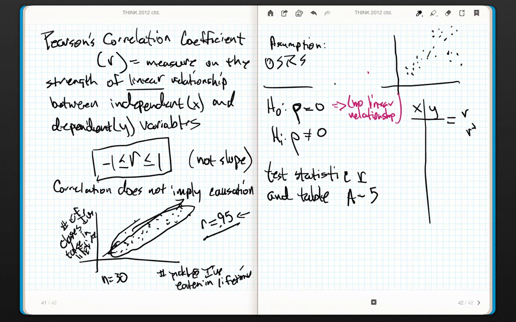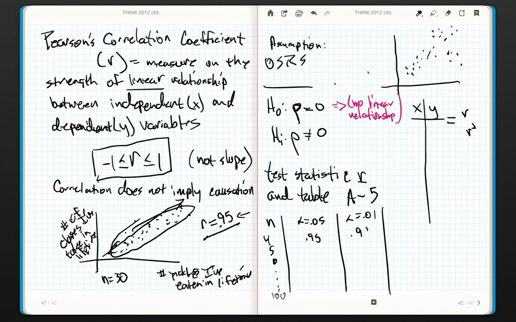It's so easy to use the table, and it's fantastic because all it's got is N, and then a bunch of numbers. It starts at 4, and then 5, and then 6, and it comes down to 100. And then it's got alpha equals 0.05 and alpha equals 0.01. Those seem to be the biggies. And then all it does is give you values that R has to be bigger than. So for 4, it's got a 0.95. For 0.01, it's got a 0.99.